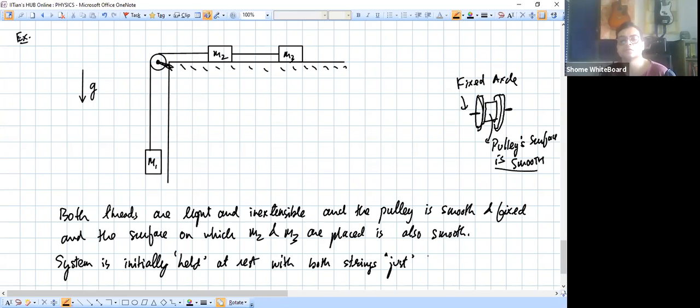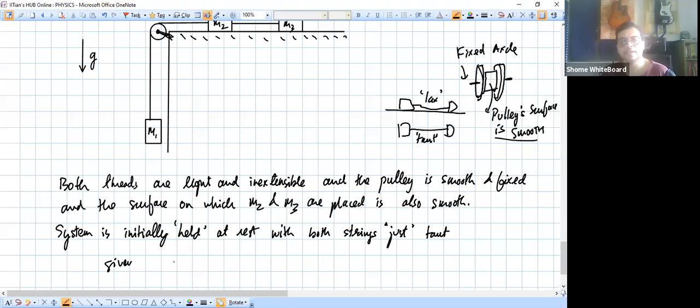What is the meaning of just about taut? We are holding the blocks in such a way that the thread here is not loose. The thread is taut. This is taut. It's not lax. Similarly, the other thread is also taut. Okay. So given that M1 is equal to, let us say, 4 kilograms and M2 is equal to M3 equal to 3 kilograms. Find their accelerations.